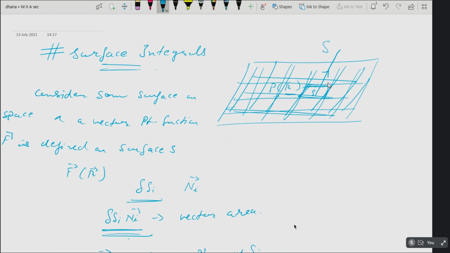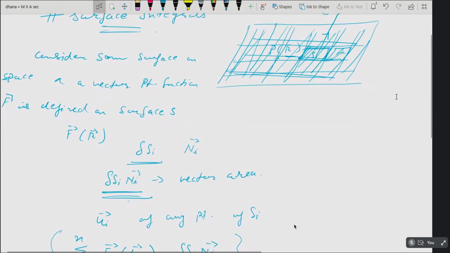Are you able to follow? Yes, ma'am. Okay, I increased my number of surfaces infinitely. So as n tends to infinity, the area, this is del Si, will tend to what? Tell me. It will tend to very small, almost 0 it will become.